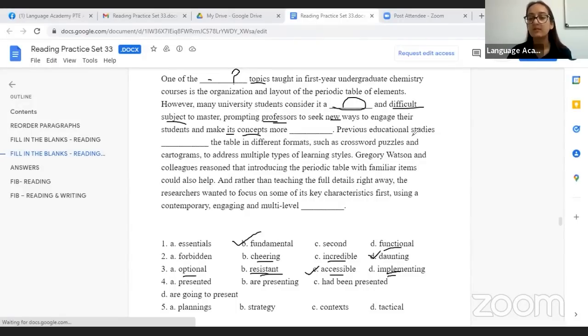Previous educational studies dash the table in different formats. There are multiple studies, and previous obviously means in the past. So what do the studies do with the table? Studies presented the table. We can say that the previous studies presented the table in this form, and the modern studies have presented the table in this form.